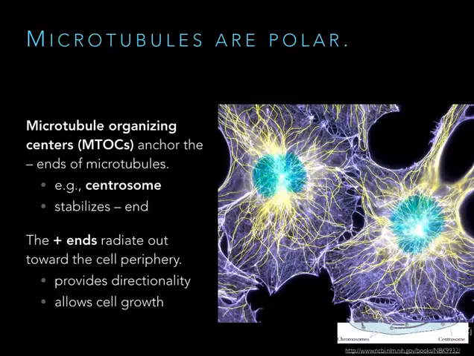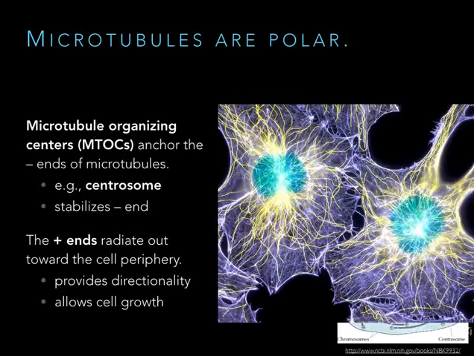But the microtubules themselves are polar structures. Again, polar just means it has a sidedness. The negative ends are located usually toward the center of the cell, except when they're not, as we'll see. But in general, negative ends are attached to the centrosome. That's our microtubule organizing center, and they radiate out.